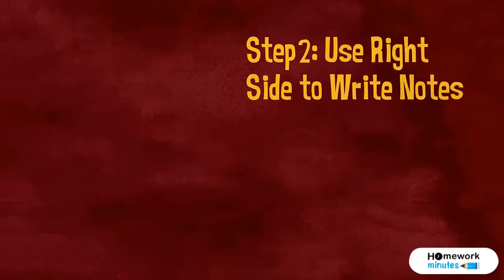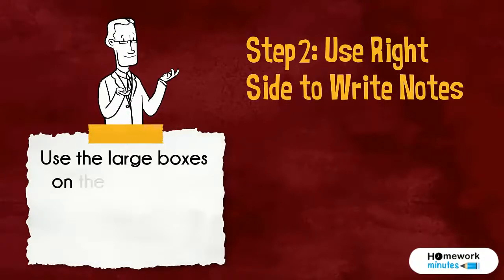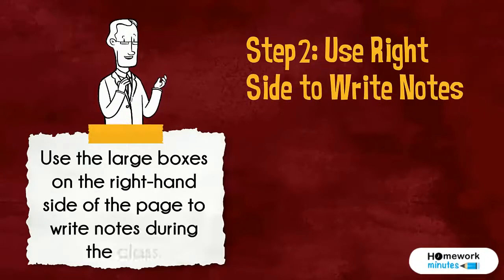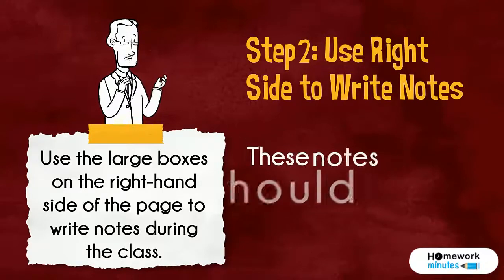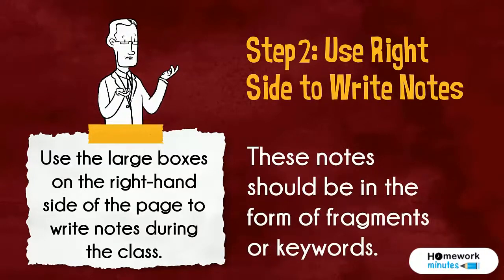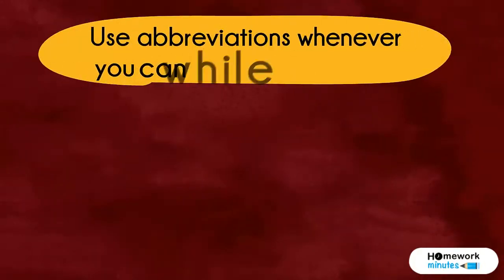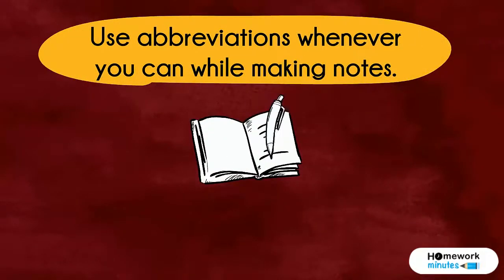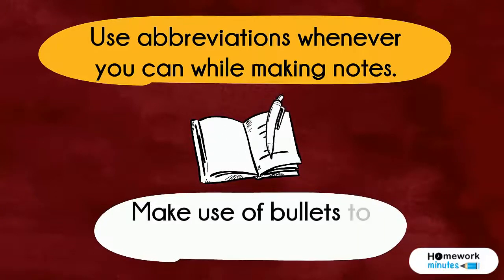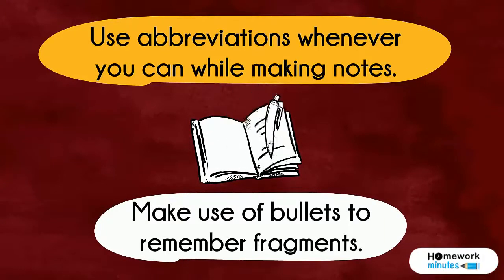Step 2. Use right side to write notes. Use the large boxes on the right-hand side of the page to write notes during the class. These notes should be in the form of fragments or keywords. Use abbreviations whenever you can while making notes. Make use of bullets to remember fragments.